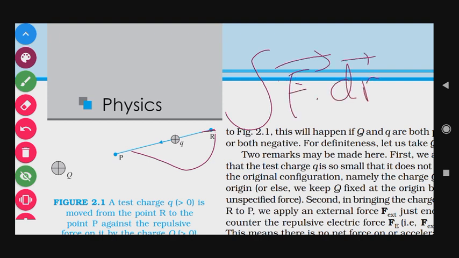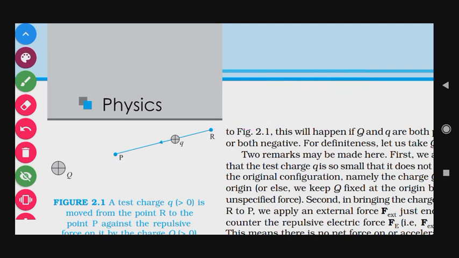Okay, F external, mind you, this is F dr, F external. Okay, this is the total work done from R to P. You know about this. We just integrate.